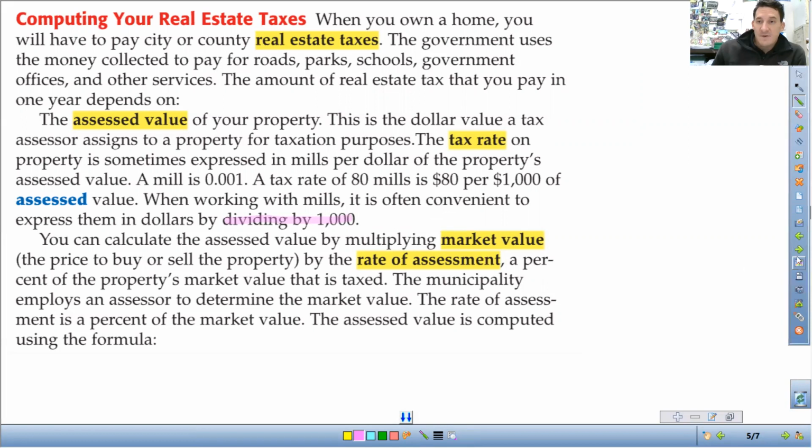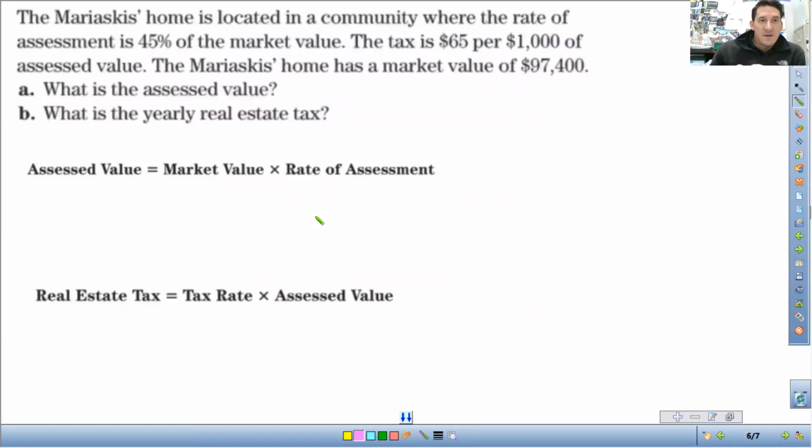So let's look at our first problem here. The Mariuskis' home is located in a community where the rate of assessment is 45% of the market value. The tax rate is $65 per 1,000 of assessed value. So the tax rate, that is 65 mills. I'll show that when we get to the tax rate down here. The Mariuskis' home has a market value of $97,400.